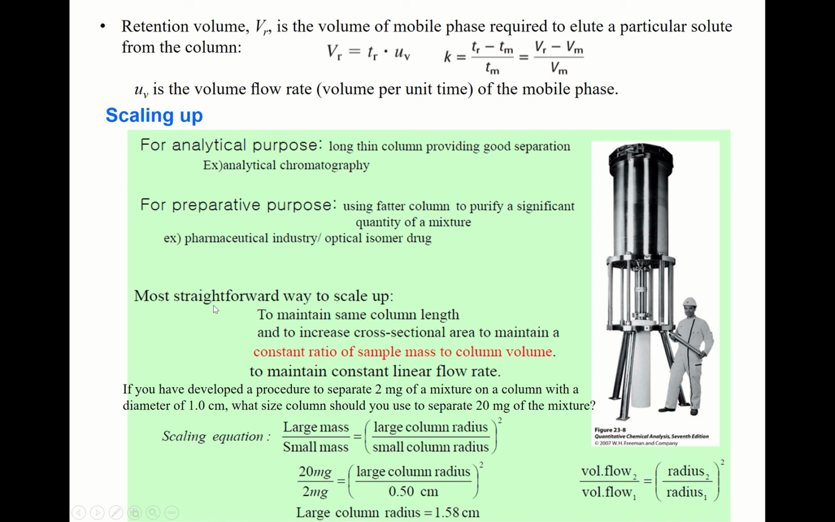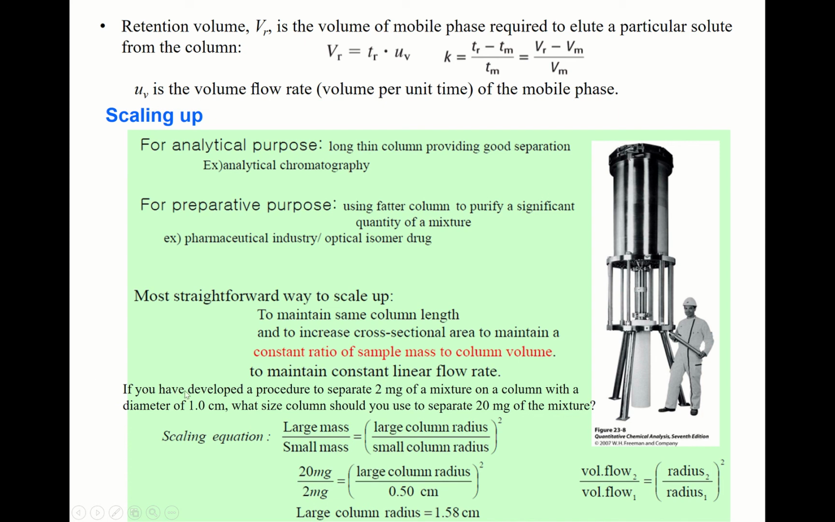The most straightforward way to scale up is to maintain the same column length, and then you have to increase the column diameter. Keep the same column length, and increase the cross-sectional area to maintain a constant ratio of sample mass to column volume, and to maintain a constant linear flow rate. That's one way. The column length is the same, but you have to deal with a large quantity, so you have to increase the column size.